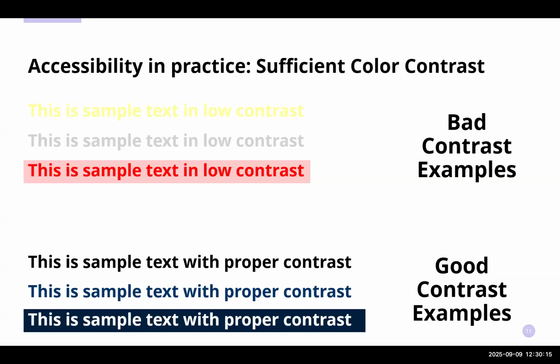So here's the big takeaway: good contrast helps everyone, not just people with visual impairments. Whether you're reading in bright sunlight, on a dim screen, or through assistive technology, strong contrast improves clarity, focus, and comfort. And that is where accessibility and usability go hand in hand. Next slide, please.